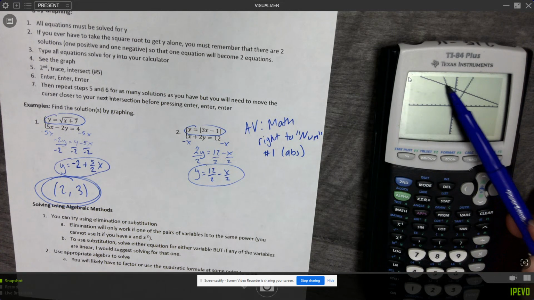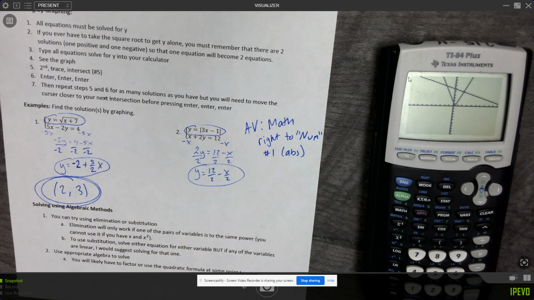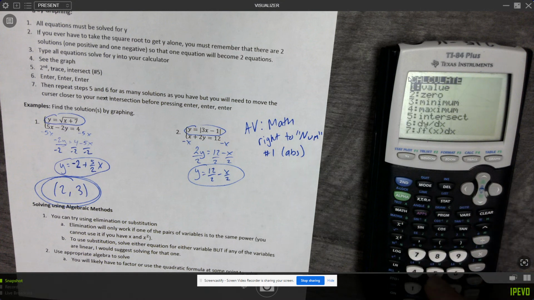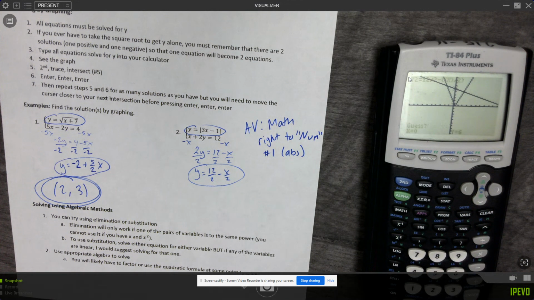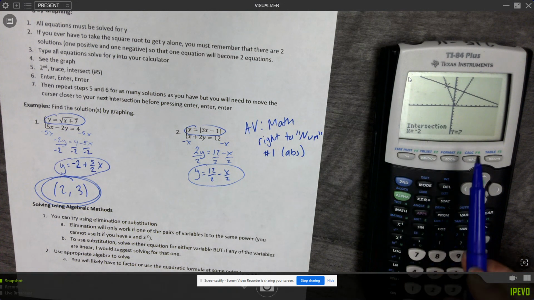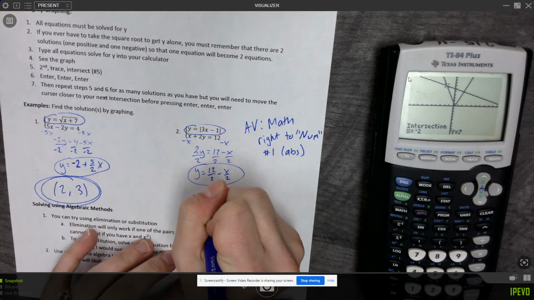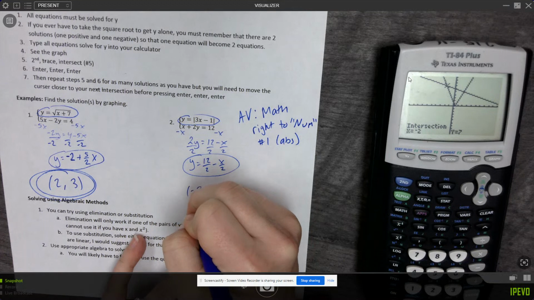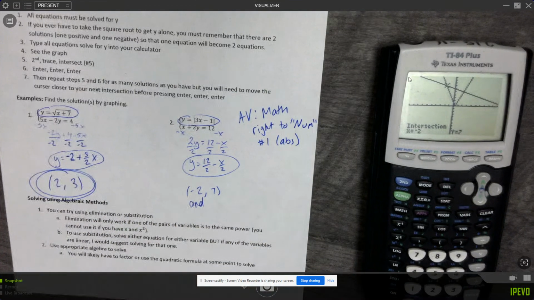So this one I do see has 2 solutions. I see it intersects twice. So the first time I'm going to do second trace, number 5, enter, enter, enter. Nothing else for that. And I get -2, 7. Now maybe you didn't get -2, 7 because there are 2 solutions and it maybe gave you the other one instead. And that's fine. You get the other one. I'm going to show you how to get your other one, whether it's the same as mine or it's the one I already have.